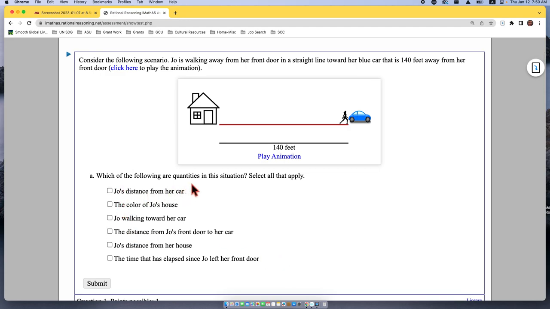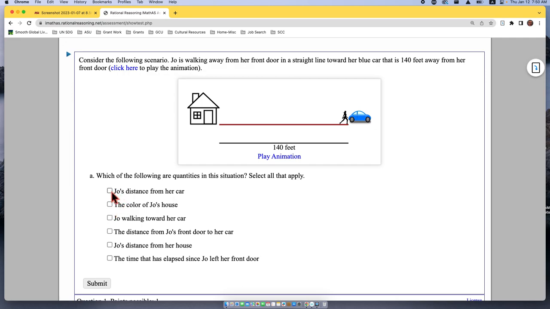Like, what is a quantity? Well, is the color of the house a quantity? Well, quantity is a number, it's a measurement, right? Color's really not there. But if you check it and you get it wrong, it's not going to hurt anything, right? So sometimes we learn by making mistakes. In fact, I make a lot of mistakes. That's the best way to learn sometimes.